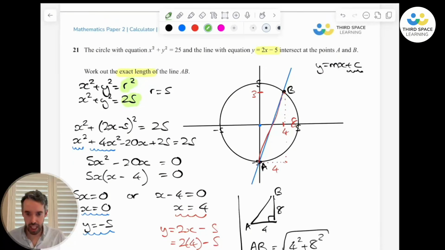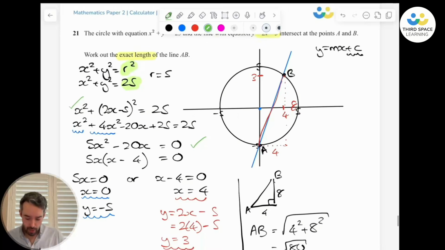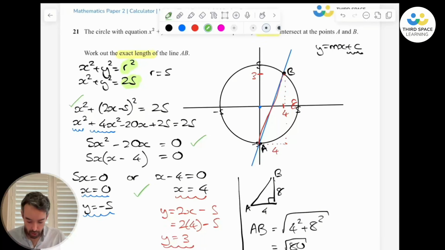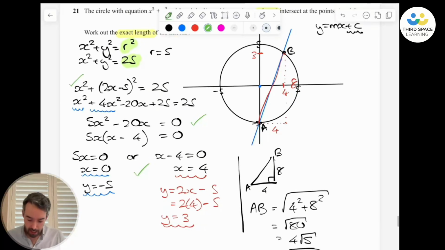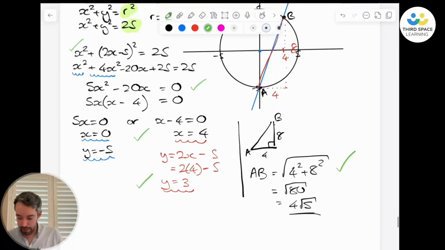Let's see if we get all those marks. So we're going to get 1 mark for correctly substituting the y value into the equation of the circle. We're going to get another mark for getting down to here. Then we're going to get a method mark for solving for x. Then we're going to get a method mark for solving for y. We're going to get another method mark for using Pythagoras. And then our final beautiful answer is 4 root 5.